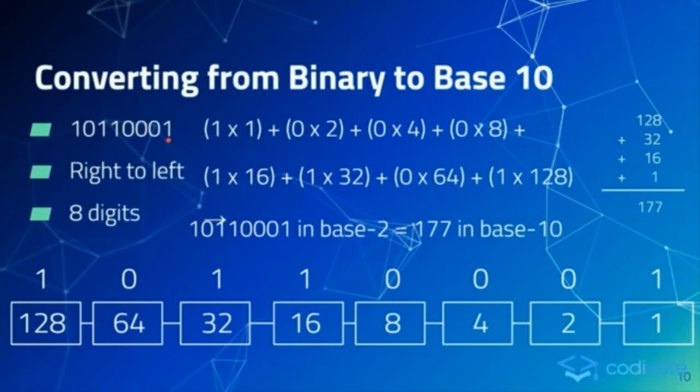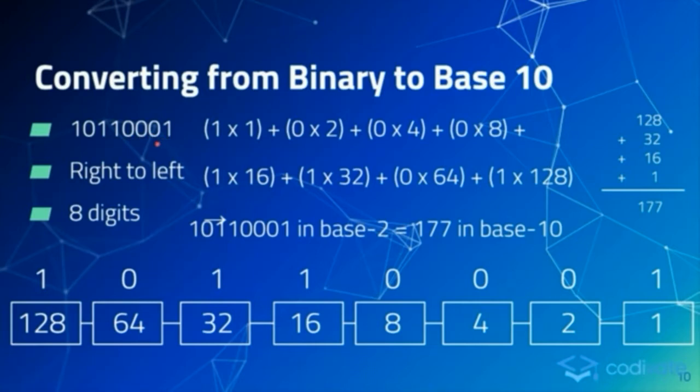In 10110001, there are 8 digits total, starting on the right with 1 and doubling every time you go left. For example, if you see over here, it'll show you that the 1 actually corresponds to a 1. There's a 0, which corresponds to a 2 in base 10. This is a 0, which corresponds to a 4, and so on. We will see that a 1 corresponds to a 16 in base 10, a 1 corresponds to a 32, and a 1 corresponds to a 128 in this number, 10110001.